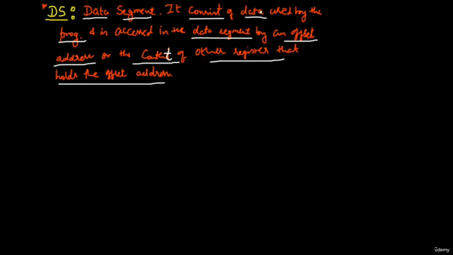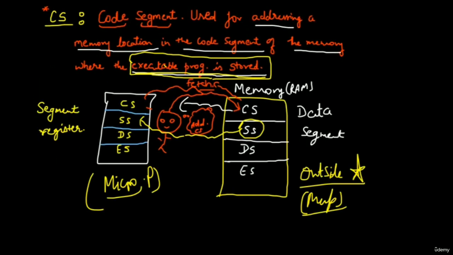Well, as you can see here, here is our DS. Here is the data. Actually, the data is here, and here it's the register. It knows where the data is. So what does it have to do?